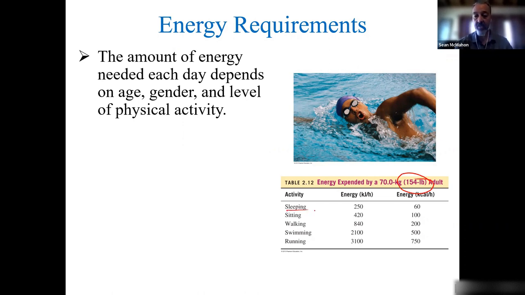So if they're sleeping, they need 250 kilojoules per hour. I like kilocal because then it's dietic calorie. 60 calories per hour just to sleep, right? If you're just sitting down, you're not even exercising, you need 100 calories per hour, right? So if you were sitting for 24 hours, which you're not going to do, but that would be 2,400 calories, right? A good chunk of 8 hours you're sleeping. Walking, 200 calories per hour, right?